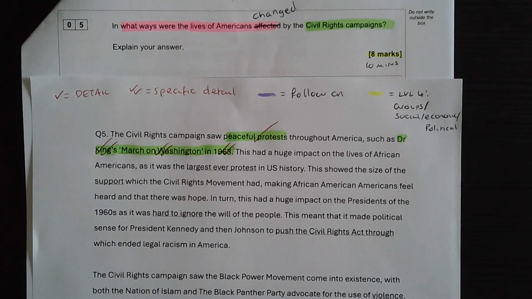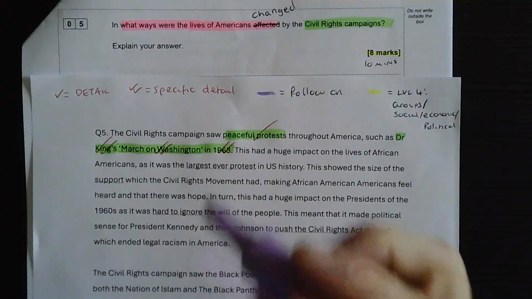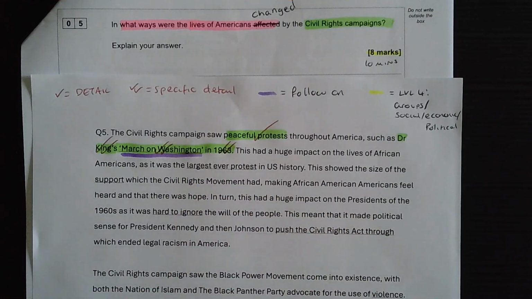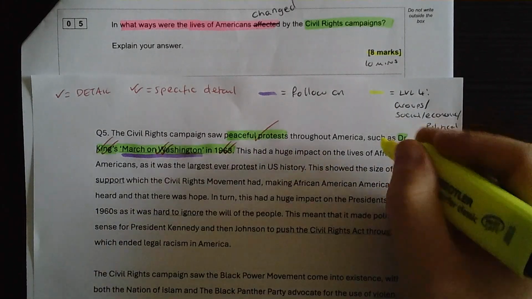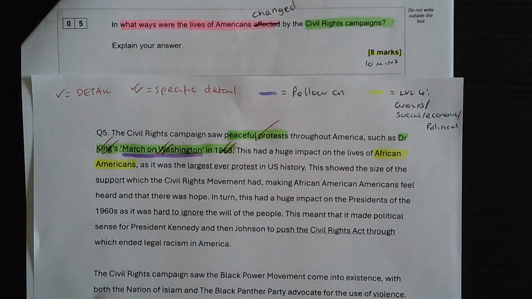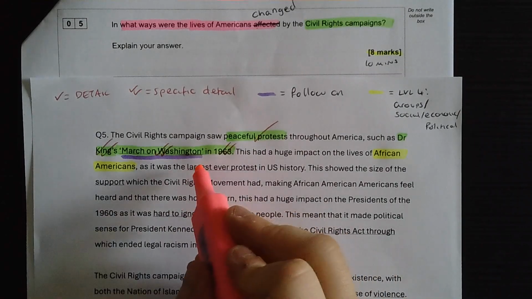Now, I know now I need to talk about straight away how the lives of Americans changed here. I'm going to underline the March on Washington because that's what I want to talk about in my next sentence. Who did that impact? Which group did it impact? So for my level 4, I'm going to be talking about here, it had a huge impact on the lives of African Americans. So why did it have a huge impact on the lives of African Americans? Well, because it was the largest ever protest in US history.